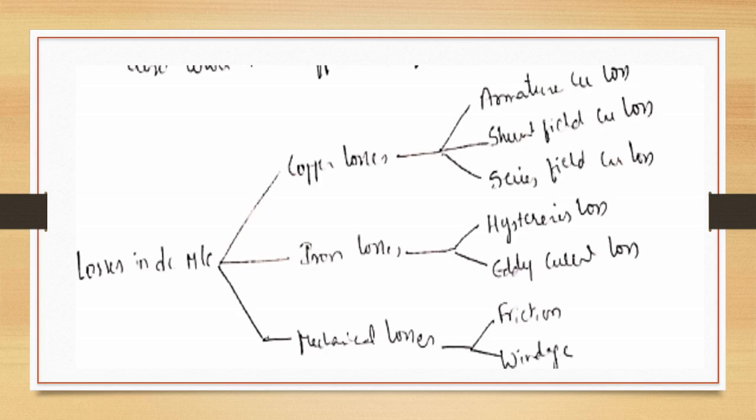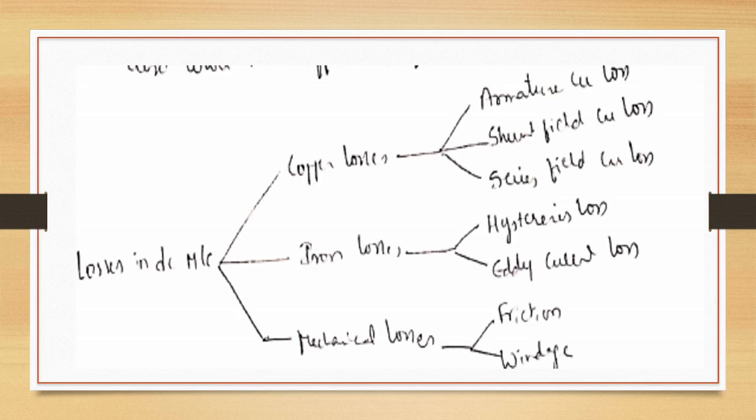Iron losses are of two types, hysteresis loss and eddy current loss. Mechanical losses are of two types, friction and windage losses. See, if you draw like this, then it will be easier for you to remember. If it comes for 2 marks, directly you can write this and write the formulas associated with these losses. Okay. So iron, copper, mechanical, three types of losses are there.